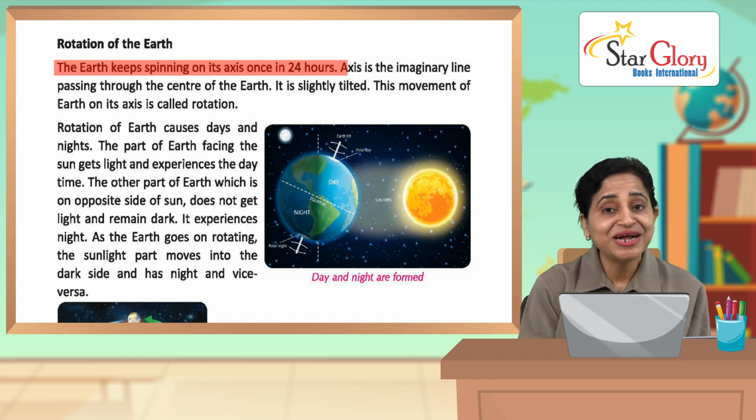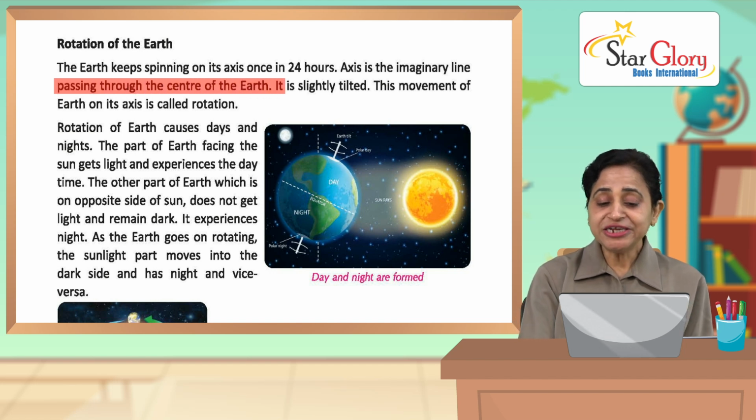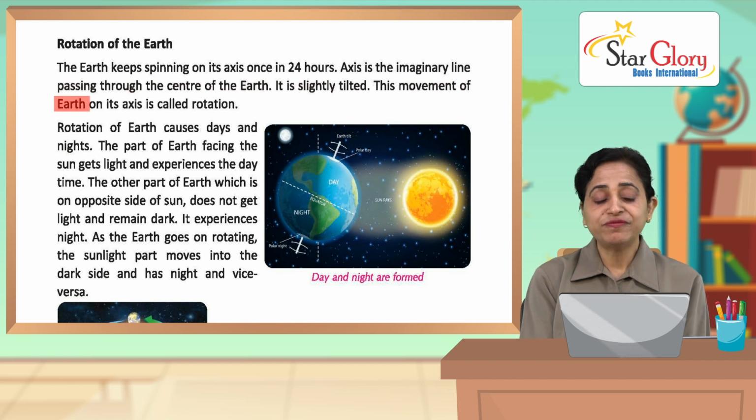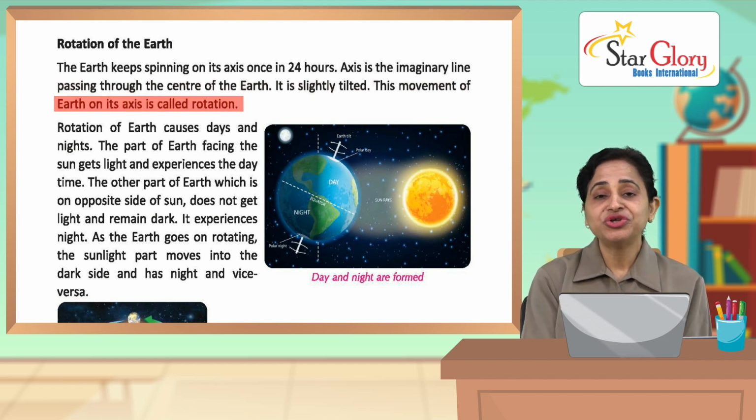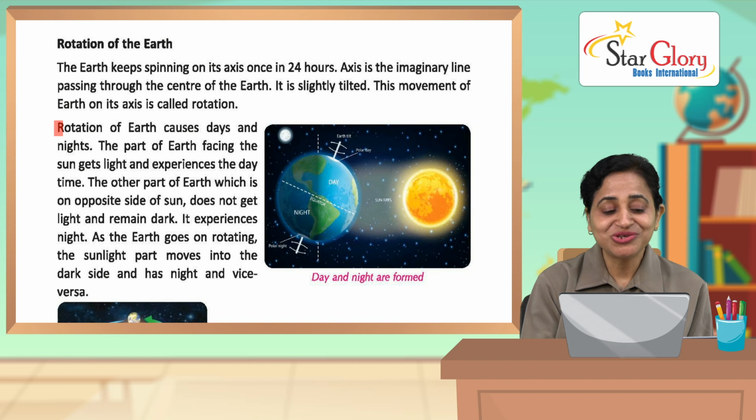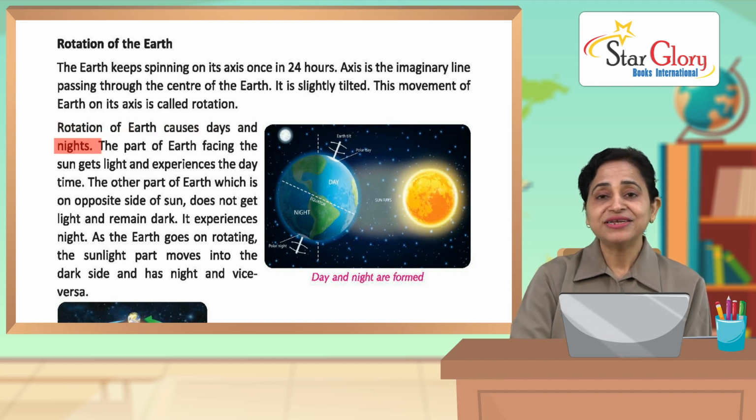इसीलिए एक दिन में कितने hours होते हैं? 24. Axis is the imaginary line passing through the center of the earth and it is slightly tilted. This movement of earth on its axis is called rotation. जो ये घूमती है ना? How much time does it take? 24 hours. Right बच्चों. Rotation of earth causes days and night.